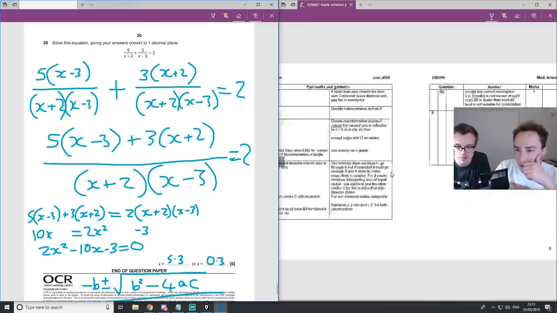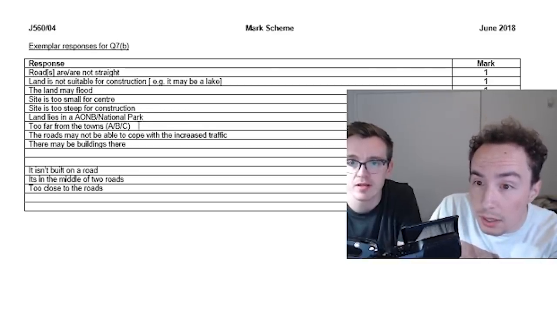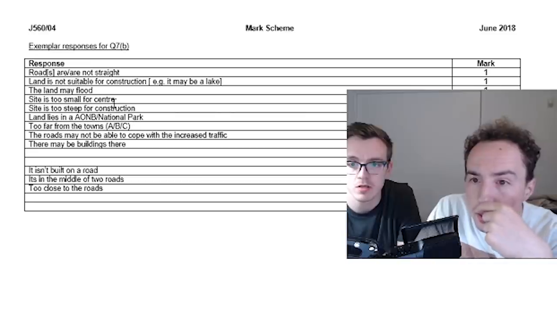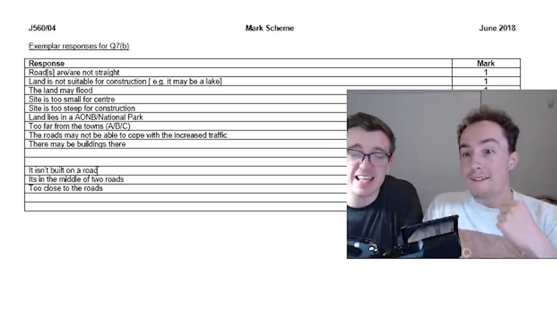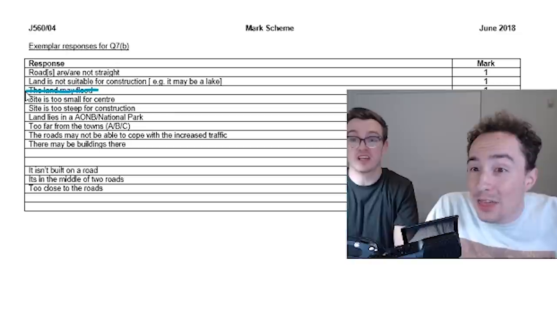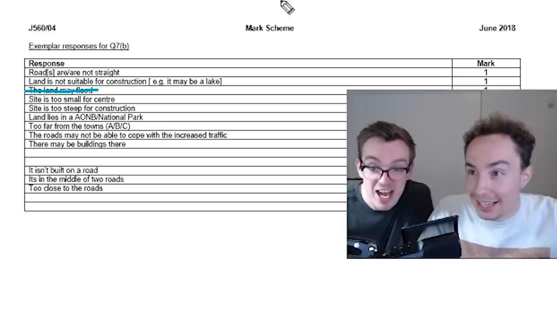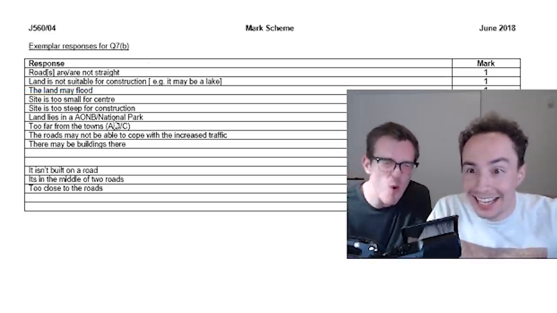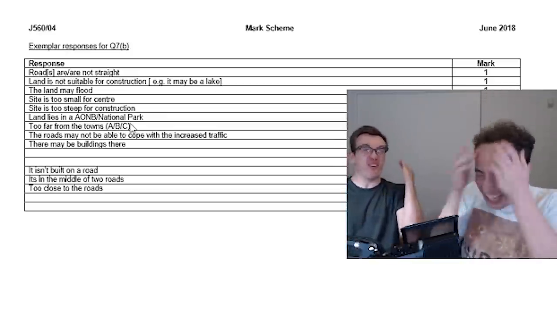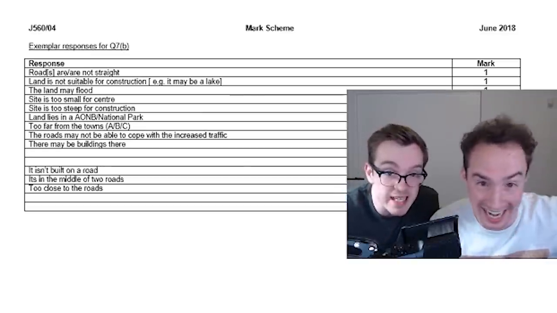So how many is this out of? Oh, hello. Too far from the towns. There's no roads. Roads are not straight. The land may flood. The site isn't built on a road. Zero marks! How is the land may flood? The land may flood was a correct answer, and it isn't built on a road was not. In what fucking world? How in the world? Go back. What am I witnessing? What am I seeing here?